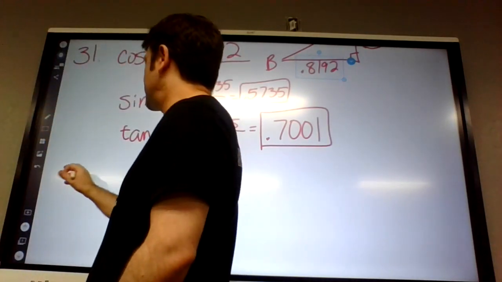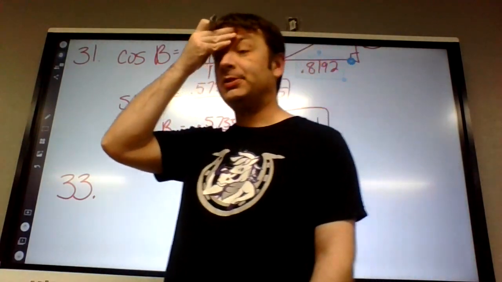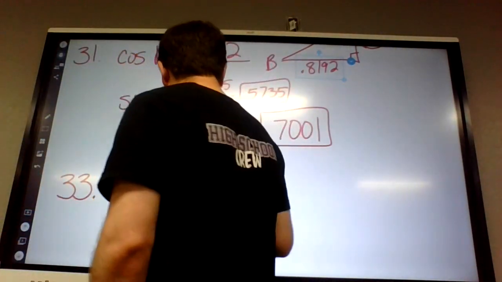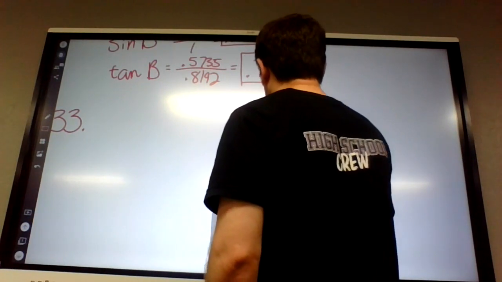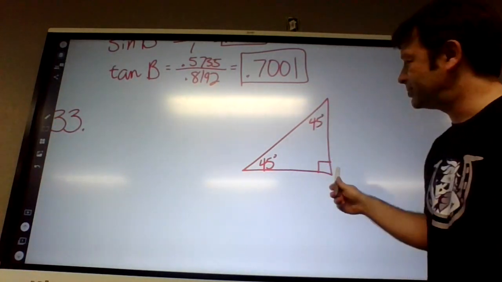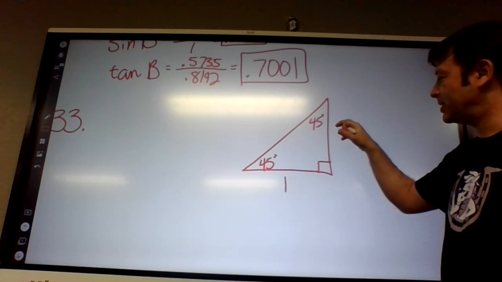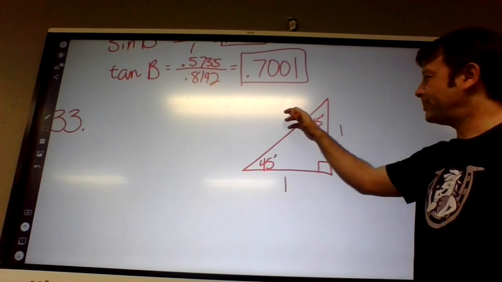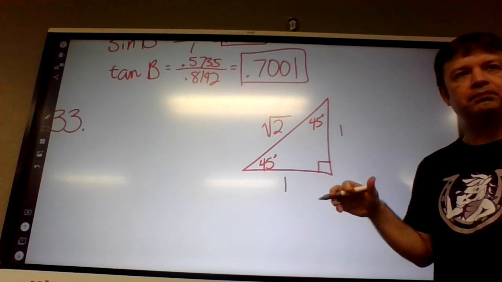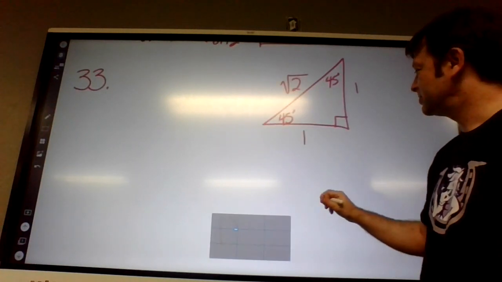Okay, 33. This is kind of a foreshadowing of, well, I was going to say Monday's assignment, but it actually might happen on Wednesday because of the testing thing. So the triangles we're going to use, if you have a 45, 45, 90 triangle, the ratio of the two legs are going to be identical, 1 to 1. And the hypotenuse is square root 2. Oh, have we already done this? Kind of.